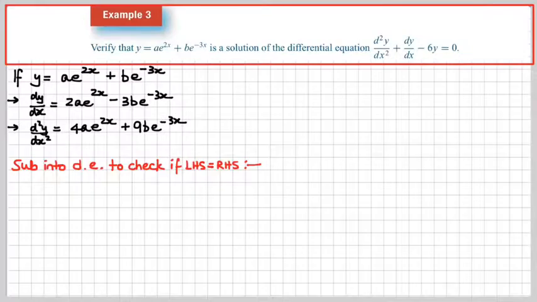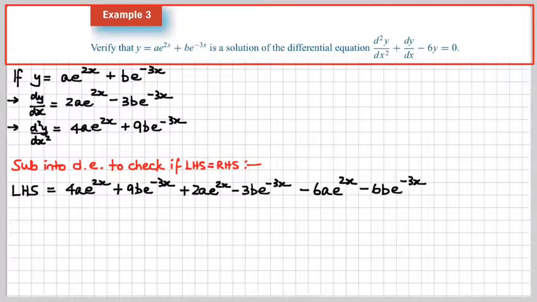Now let's plug and play into our left-hand side. There's our left-hand side. So there's the d2y dx squared, those two terms. There's dy dx, and there's minus 6y, right? Goodness, look, it's a lot of stuff, isn't it? Now, does that come out to be 0?